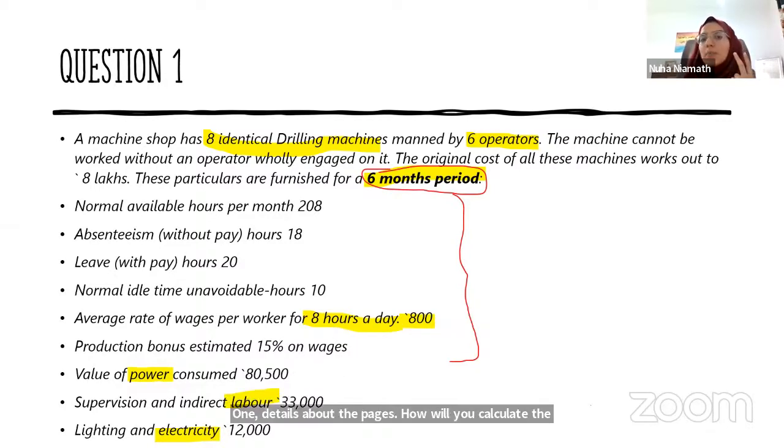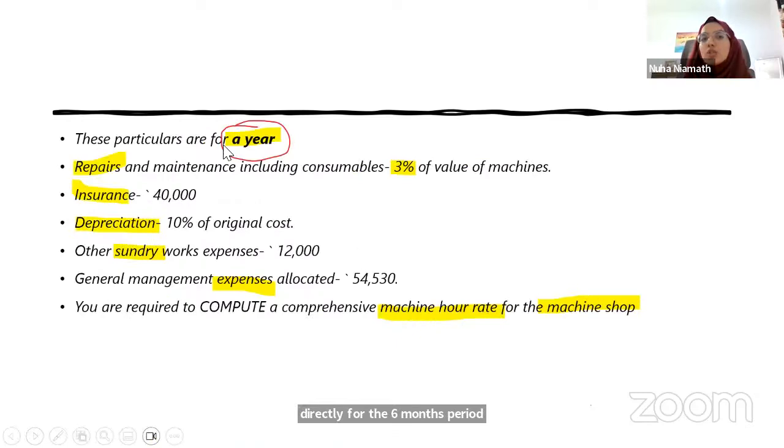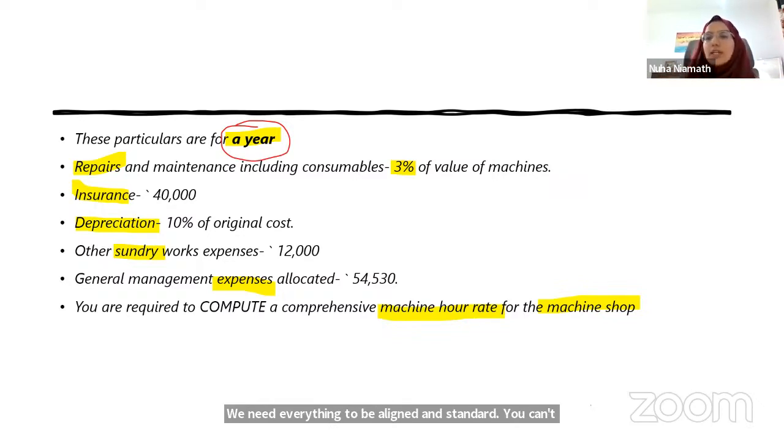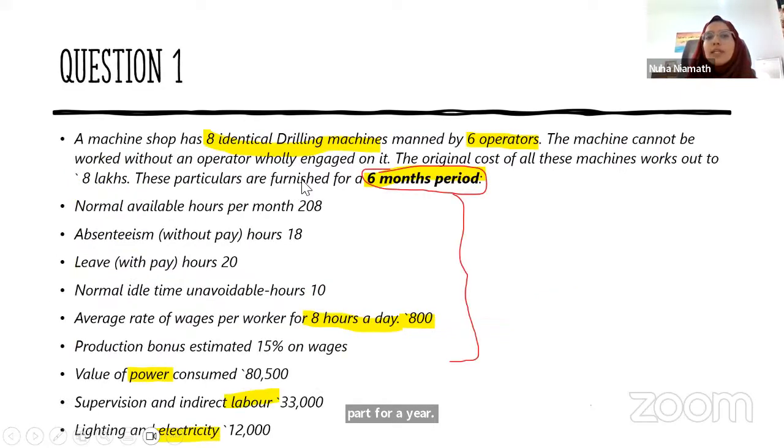Second is some overhead costs directly for the 6 months period. Third, we have the cost for the year, right? Which we'll have to again divide by 2, because we need everything to be aligned and standard. You can't have one part of the cost for 6 months and the other part for a year, right? So everything should come down to 1. So what we can do is calculate the effective hours for the 6 months period first.